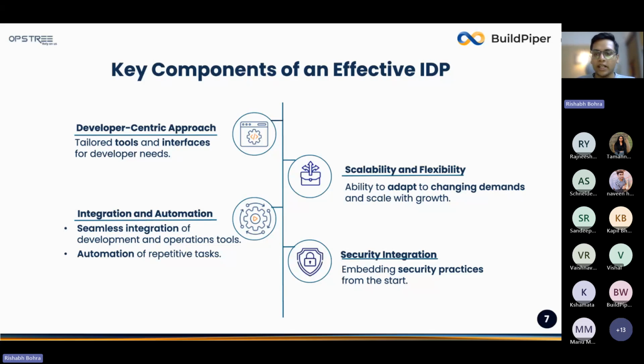The third one is integration and automation. The platform should be flexible enough to integrate with any other external tool or system, so that there is no restriction on what tools you can use and what you cannot. Ideally, if an IDP is created in an organization, it should adhere to the integration requirements with other tools that are being used across the organization, because having that component will ensure that there is standardization across the environment.